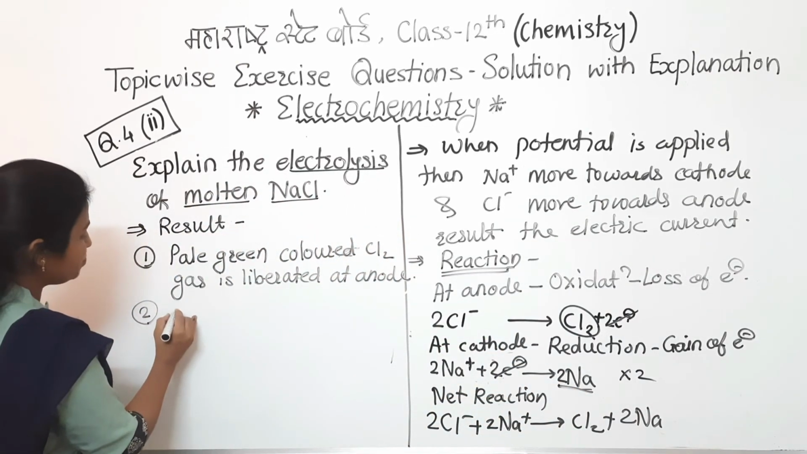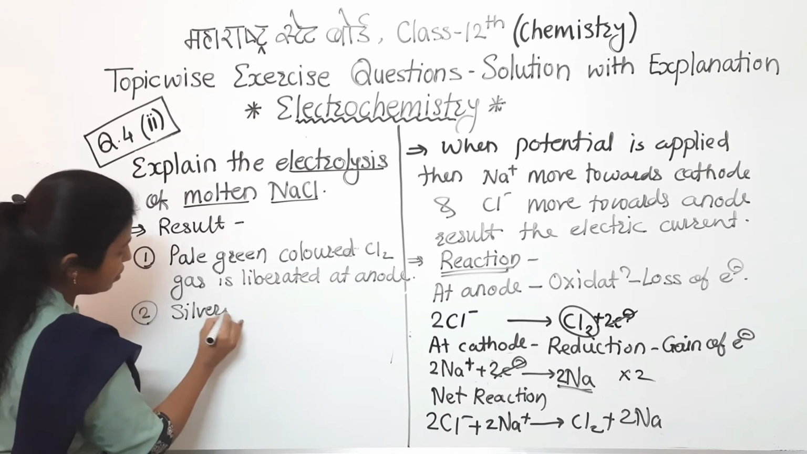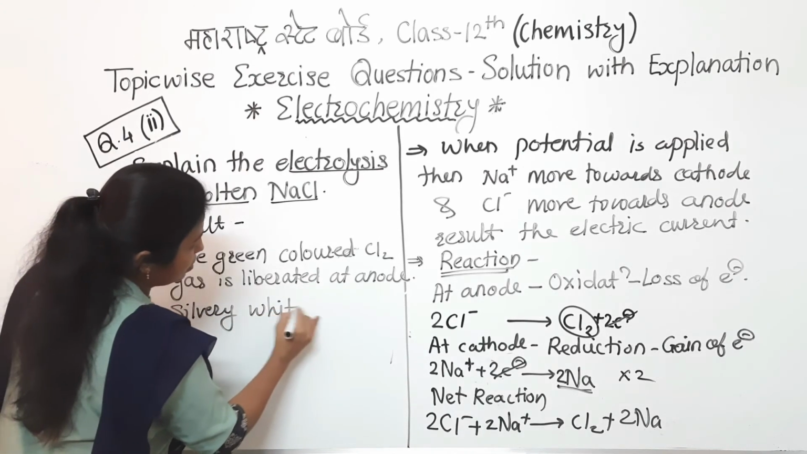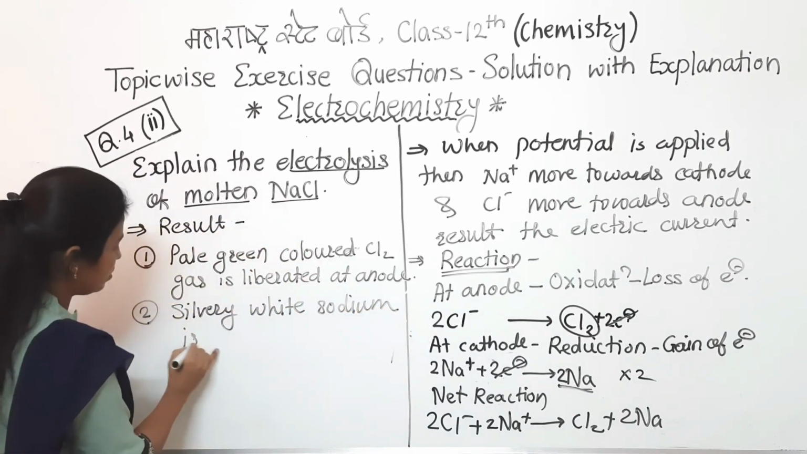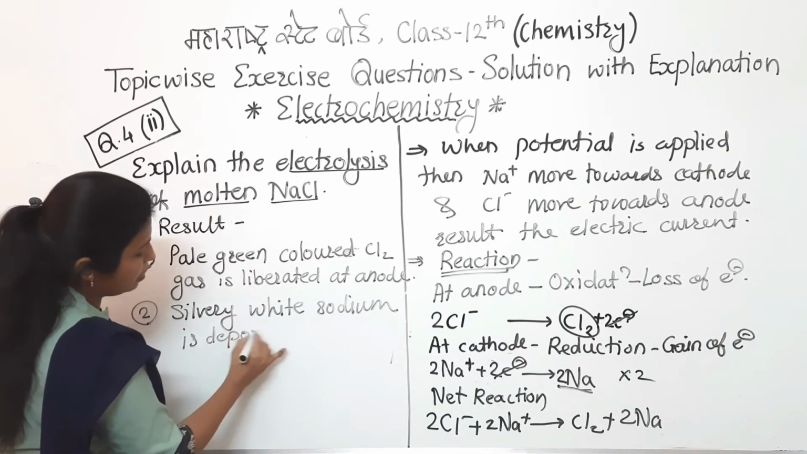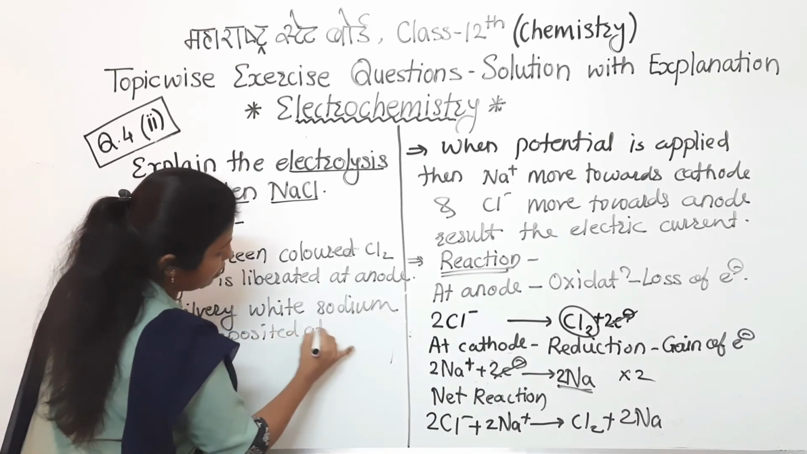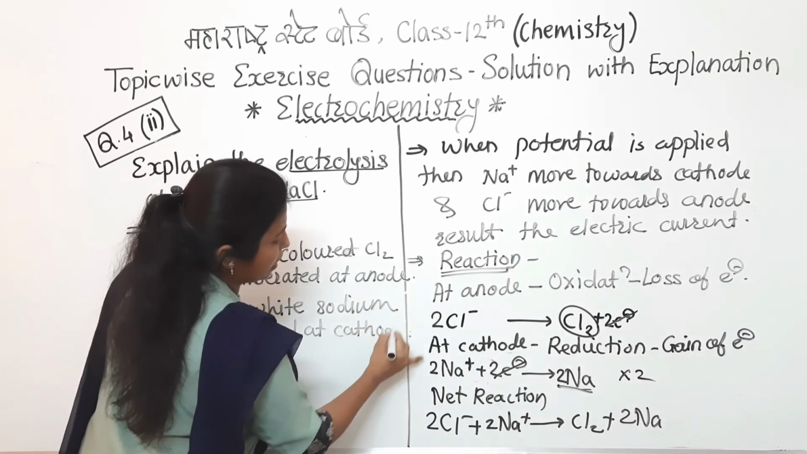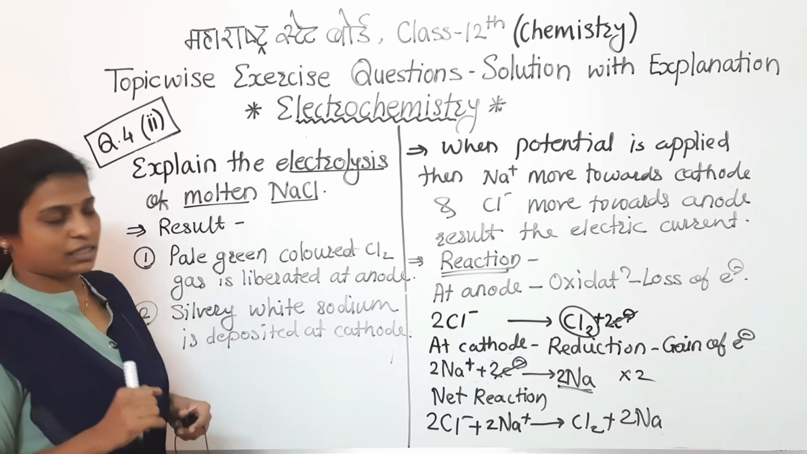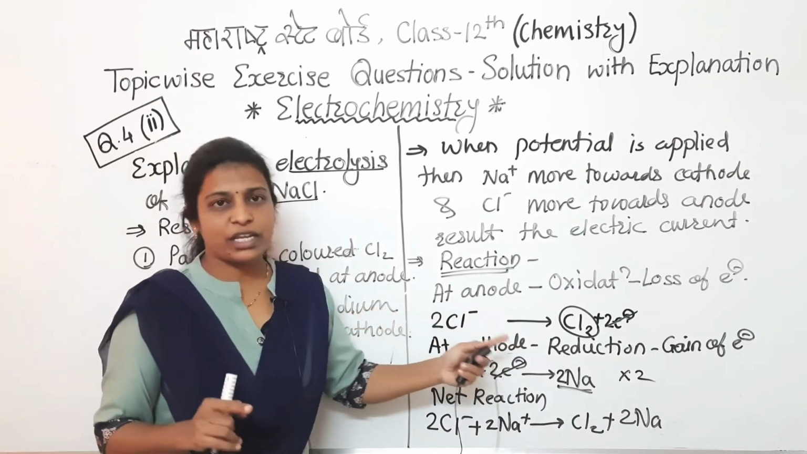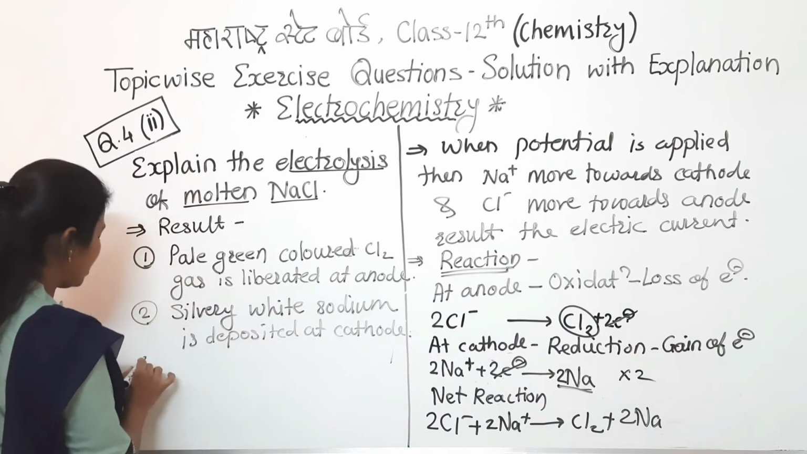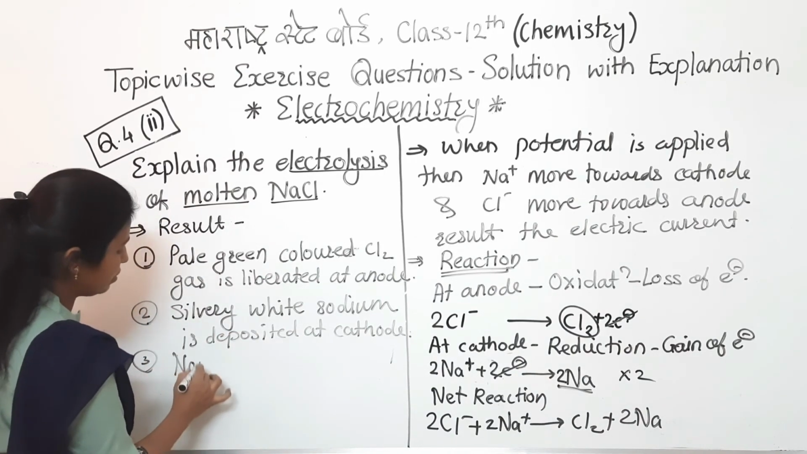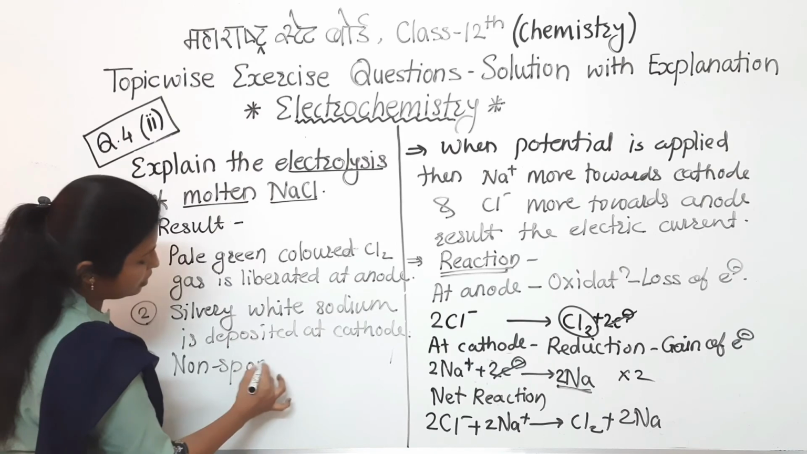The second result is that silvery white sodium is deposited at the cathode. And the third result is that the formation of chlorine gas and sodium metal deposition at the cathode is a non-spontaneous reaction. So these are the 3 points.